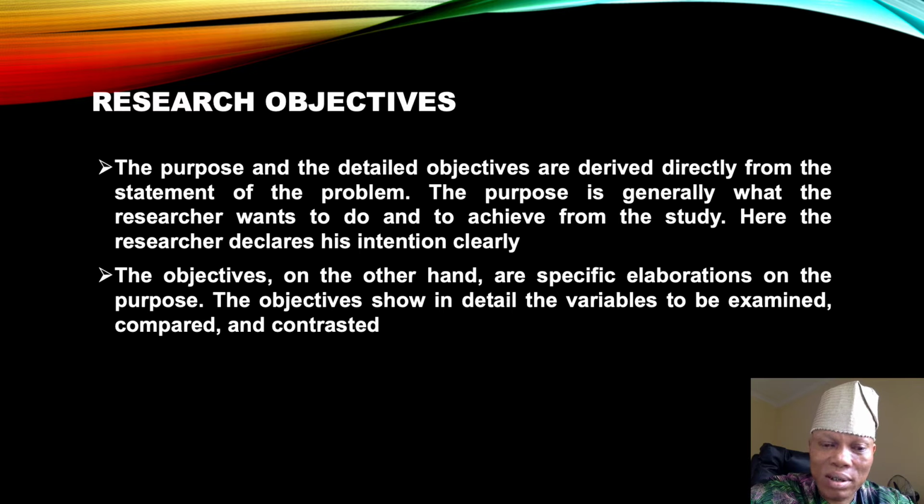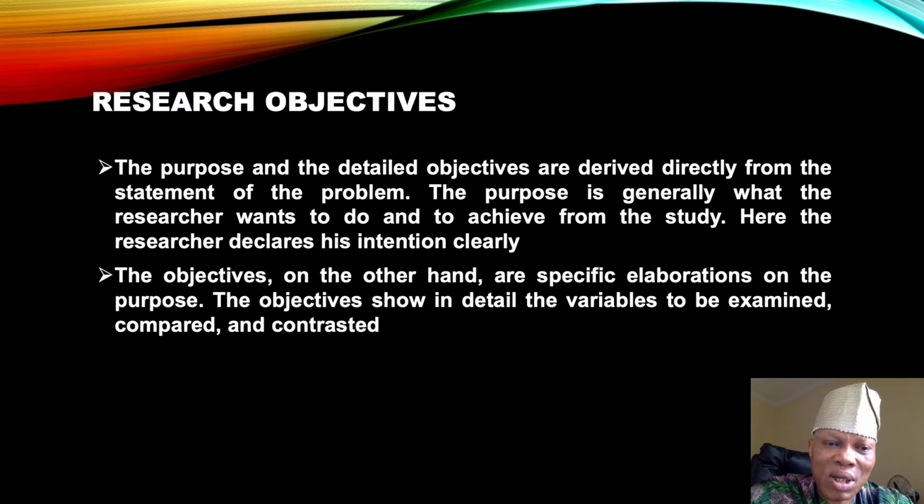For instance, in the example I gave earlier, he said the purpose of this study is to investigate the effect of jigsaw cooperative learning method on student academic achievement in government. That's the purpose of the study in that area.